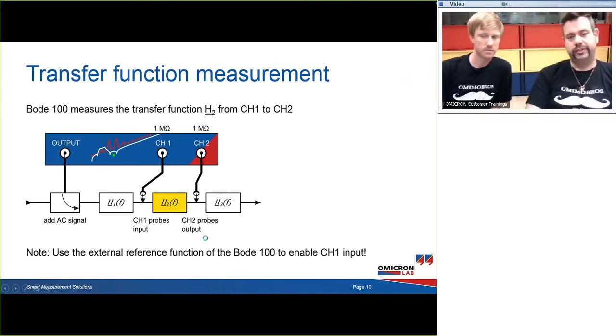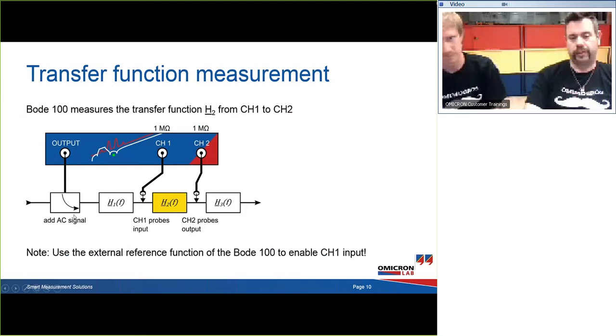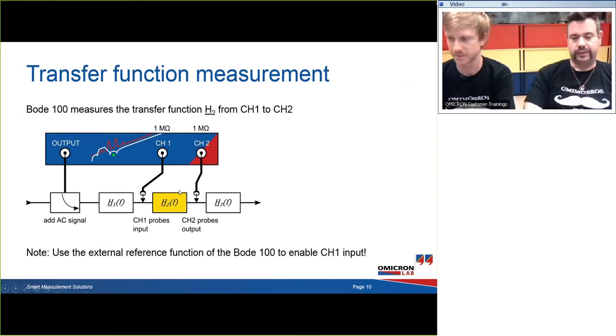So the Bode 100 is an instrument that allows to measure the transfer function in a system. This means that I can choose a point, for example, the input of a system, where I inject my AC signal, and then I can pick up the input signal at any position inside the chain of transfer devices, and then I pick up the output of this device, and then I can measure exactly between these 2 points.